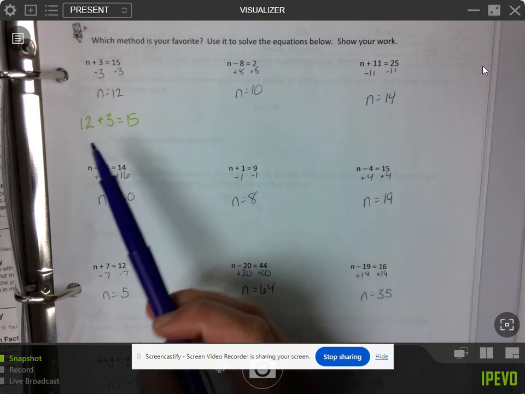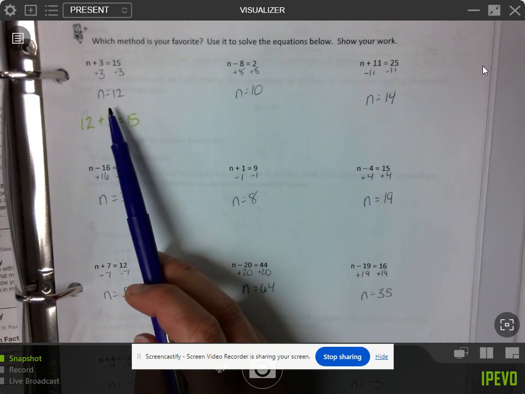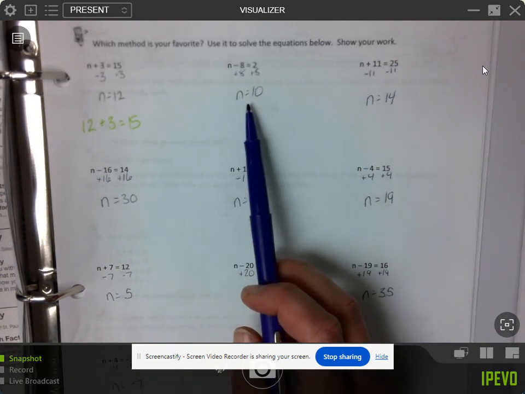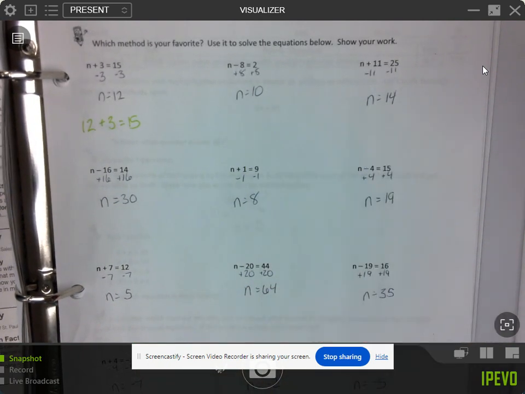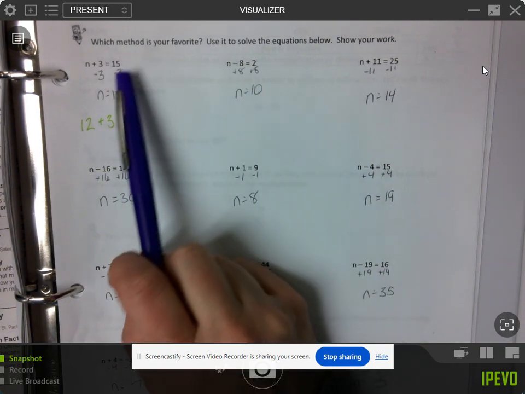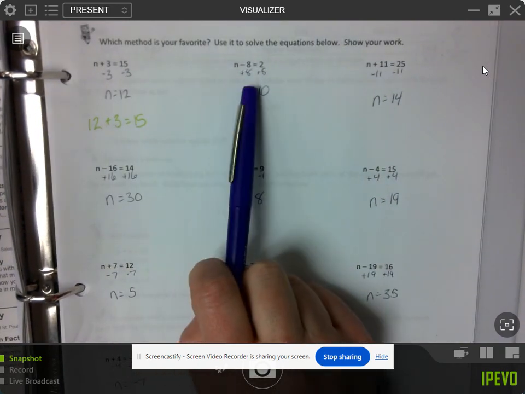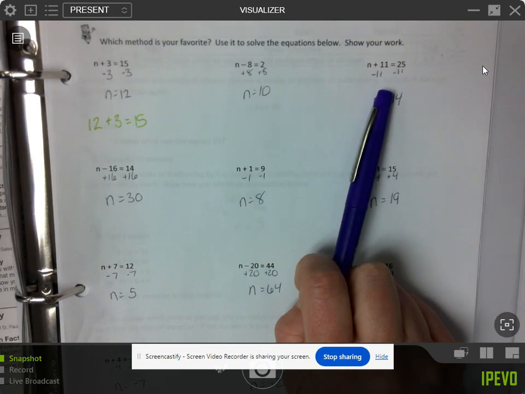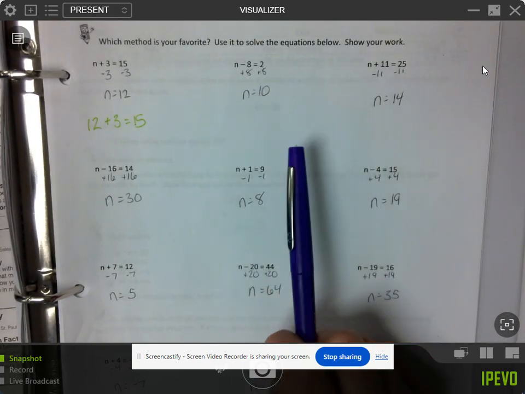So on the top row, we have n equals 12, n equals 10, and n equals 14. Is there anybody who wants me to show you how I worked those out? I like using opposite operations, so I just naturally go to that because going on into the higher algebra, you're going to be doing opposite operations a lot. So that's what I naturally go to. So you'll notice I have up top what I was subtracting or adding to both sides.